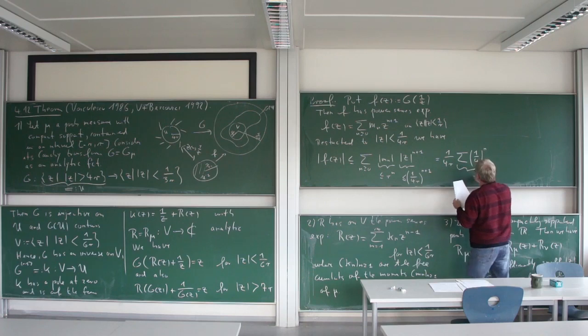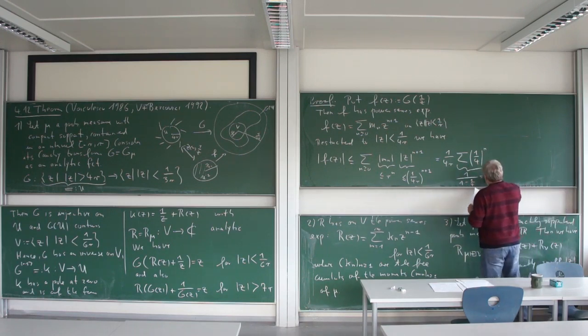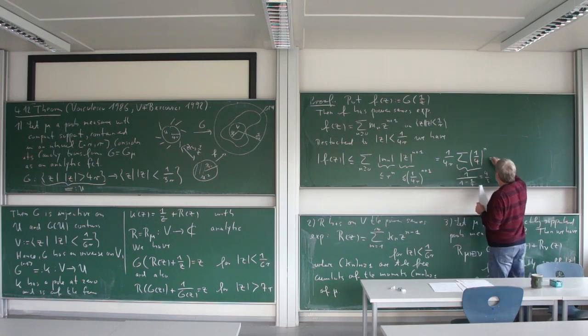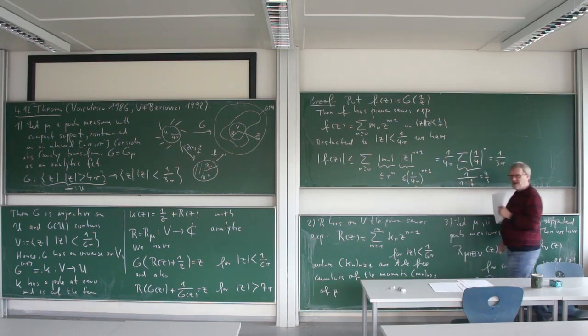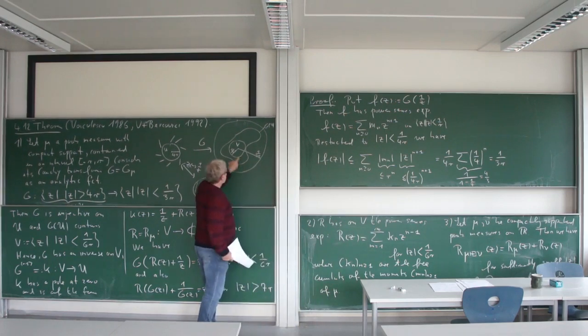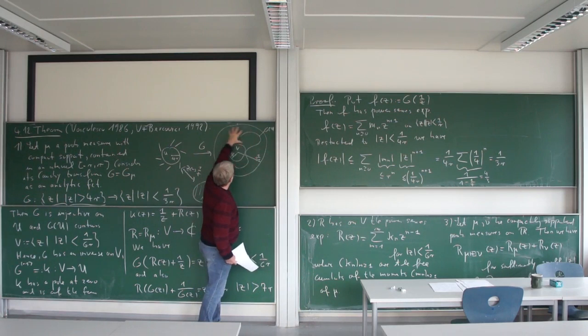Okay, this of course is 1 over 1 minus 1 over 4, which is 1 over 3 over 4, which is 4 over 3. And you see this 4 goes away, and then left is 1 over 3r. This is the radius which I gave here. Okay, so all the f of z which you get from here are inside this wall, because the absolute value is less than 1 over 3r.